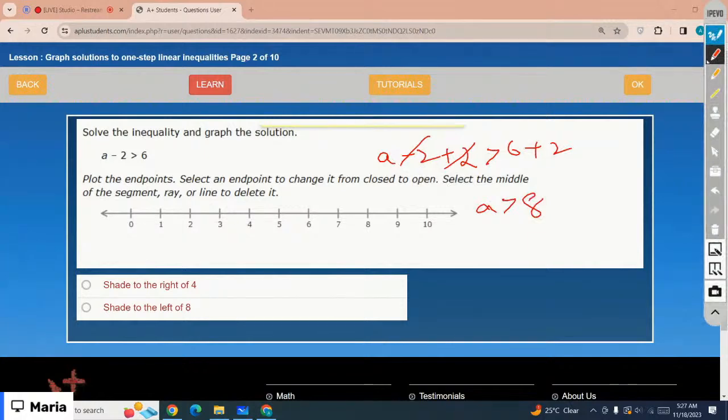The correct option is shade to the left of 8. But greater than 8, why? Yes, that would be. Okay, yes, that is shade to the left of 4 is the correct option.